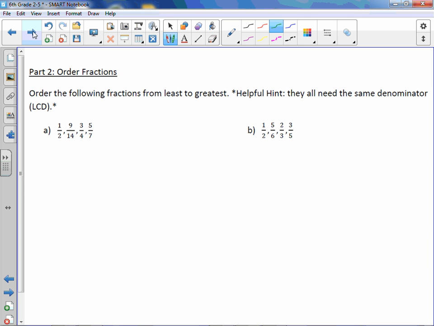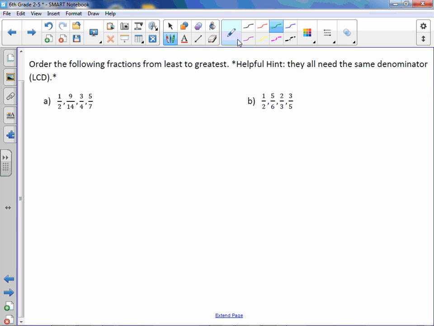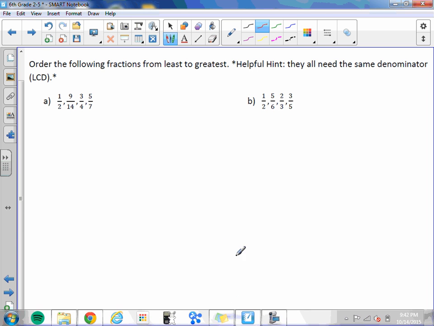Now, when we order the fractions, we need to get them all to be the same denominator. So this might take up a little bit of room. We need to find the least common denominator or least common multiple of all of these denominators. Make sure you write a little bit small for this one.